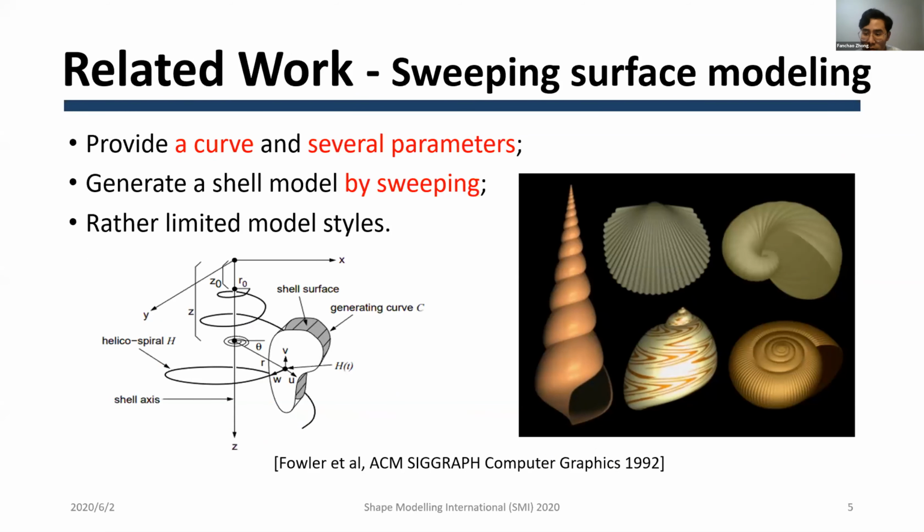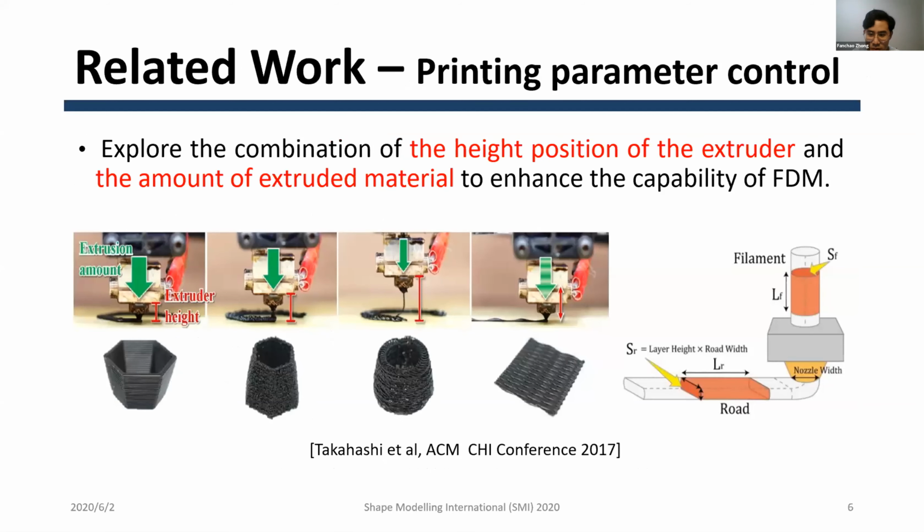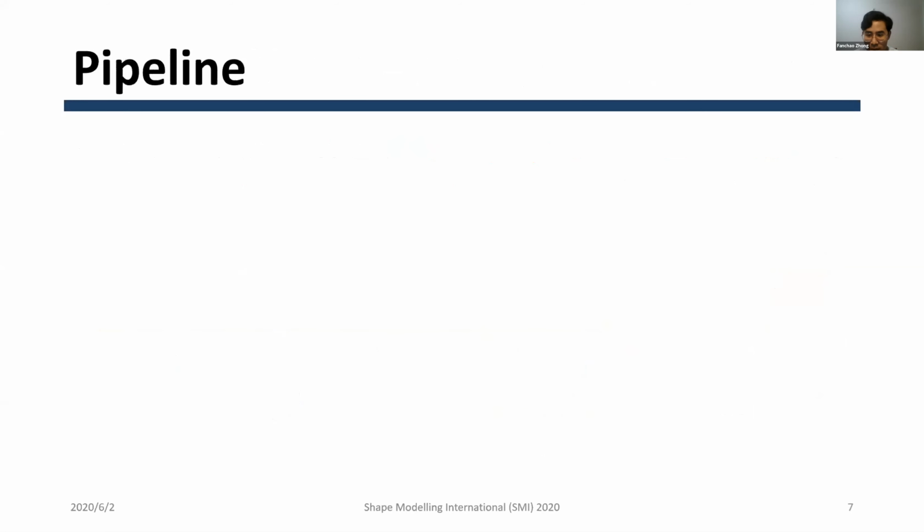Fuller et al. proposed a method of forming shells by sweeping with a curve. The input is simple, but the generated models are rather limited. Takahashi et al. explored the combination of the height position of the extruder and the amount of extruded material to enhance the capability of FDM.